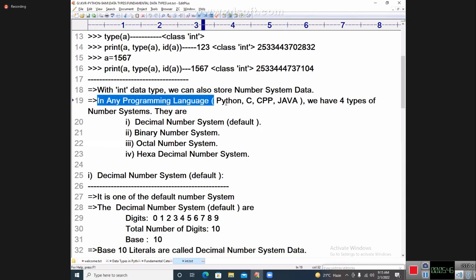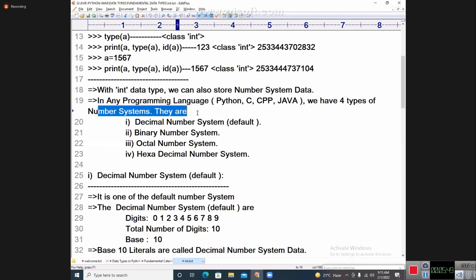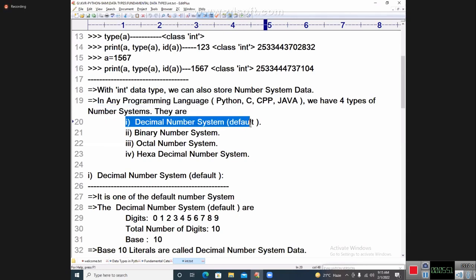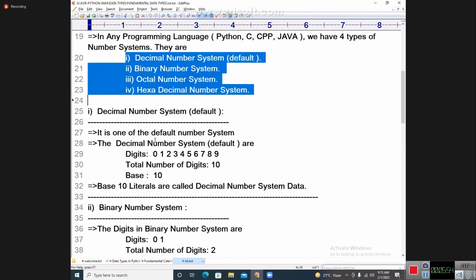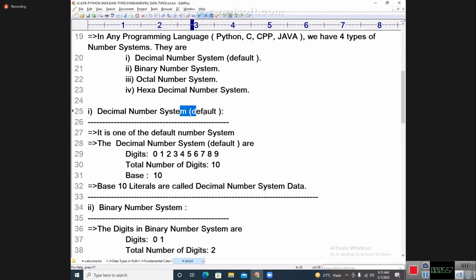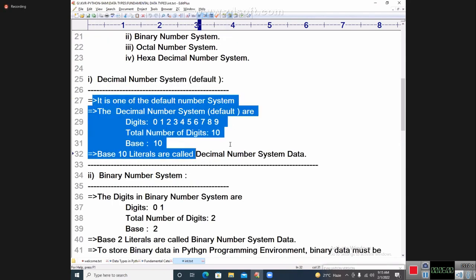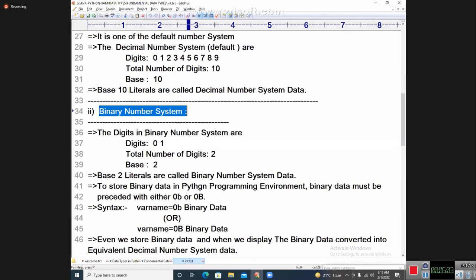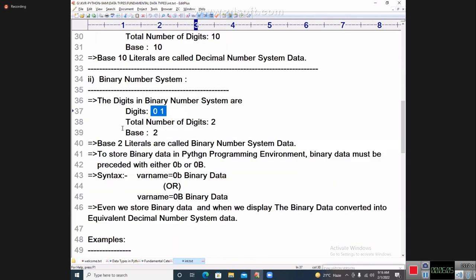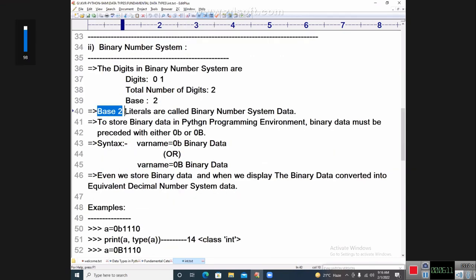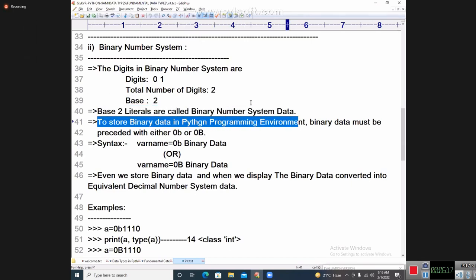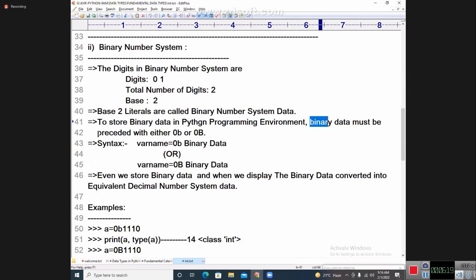With any programming language, we have four number systems: the decimal number system, binary number system, octal, and hexadecimal. Last class I completed the decimal number system, the default number system, with its number of digits and everything explained. In the binary number system, the digits are 0 and 1. The total number of digits is 2 and the base is 2. The base 2 literals are called binary literals. We can even store binary data in the Python environment. Binary data is processed as 0 preceded with 0b or 0B.